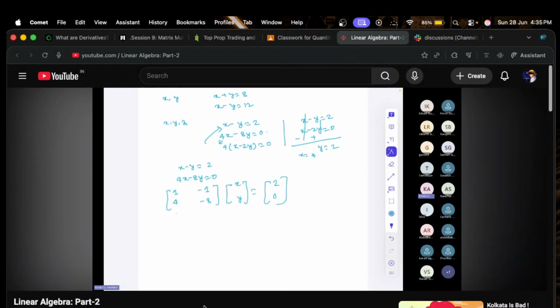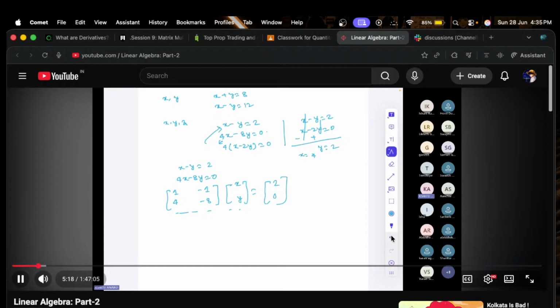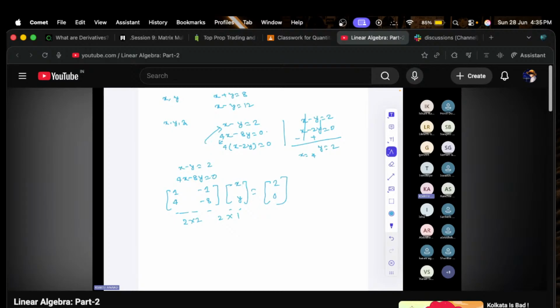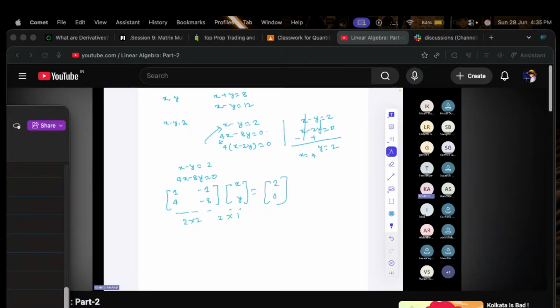Now if you multiply these two matrices, let us see what you will get. I have discussed matrix multiplication in the last lecture only. So how do you multiply these two matrices? First of all, this is a 2 by 2 matrix, and this is a 2 by 1 matrix. Let's multiply this and see what result we can fetch over here.